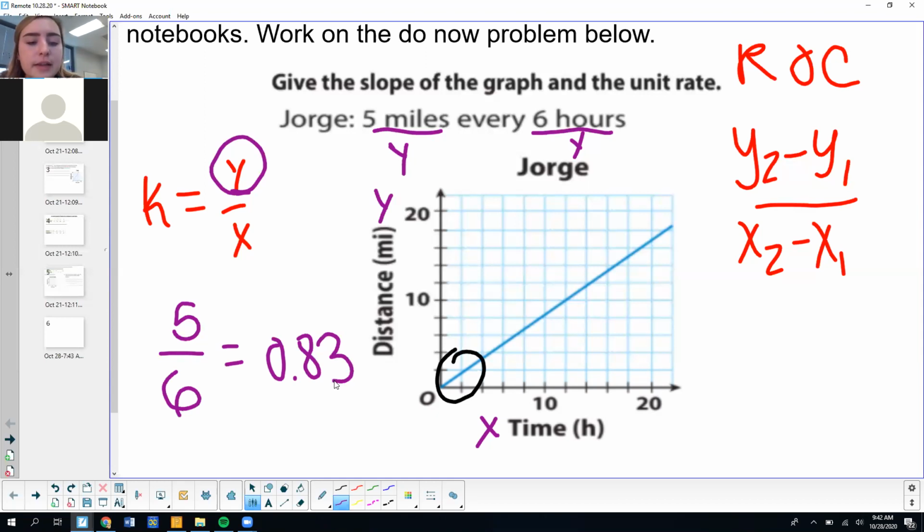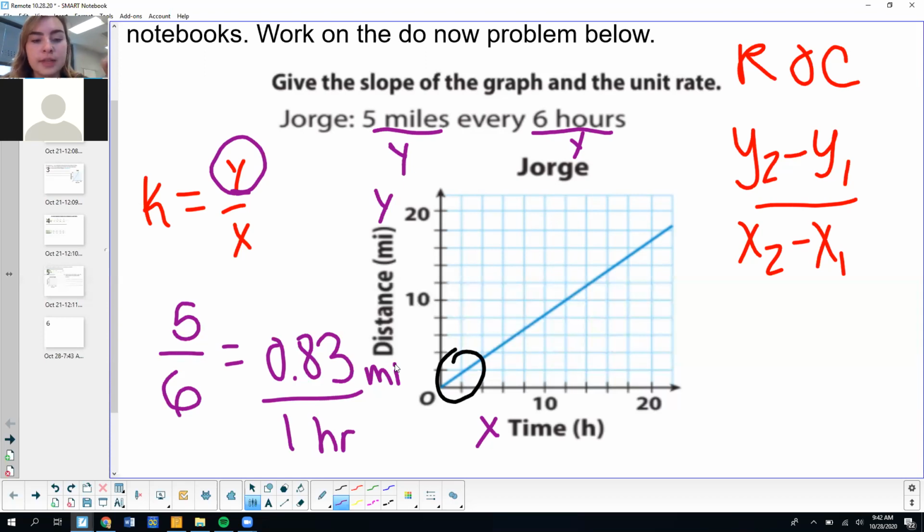And what this means is that every 1 hour, so remember y over x, every 1 hour he goes 0.83 miles, and that's our unit rate. So on your quiz on Friday, you'll see unit rates. When we're talking about per one, the price per one banana, the price per one cup of coffee, the speed per 1 mile or per 1 hour, that kind of thing. So this means that in 1 hour, he goes 0.83 miles or 5/6 of a mile.